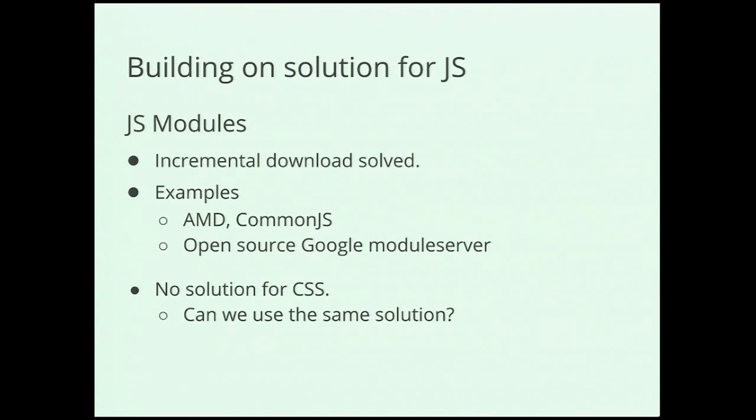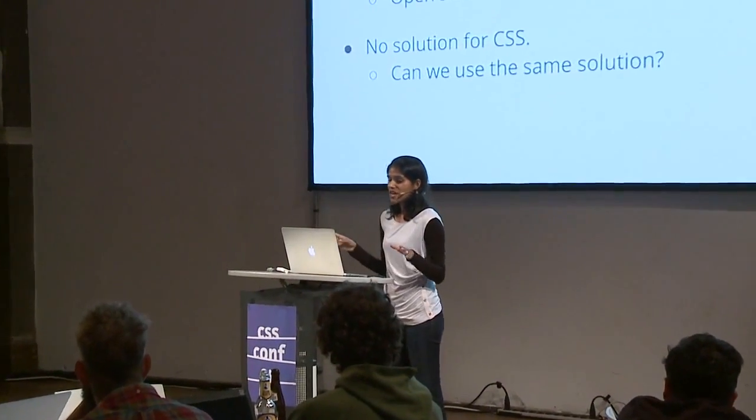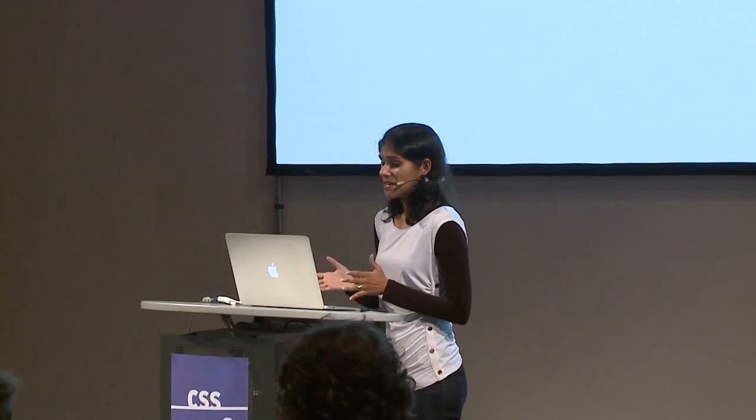Now, it turns out there is already a solution for this in JavaScript, and it's called JavaScript Modules, and it solves exactly this problem of incremental download. And any JavaScript developers in the group might be familiar with AMD or CommonJS. And last year, my coworkers from Google, Malta, and John unveiled the open source Google module server. However, there is absolutely no solution for this in CSS yet. And the question is, can we potentially use the same solution? There is a catch, though.